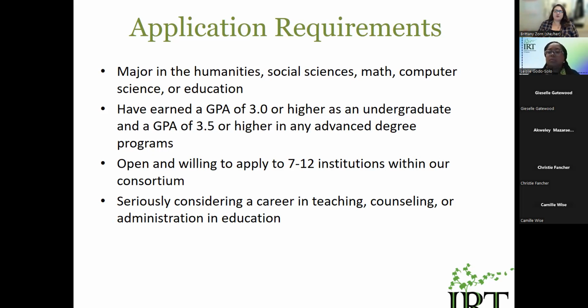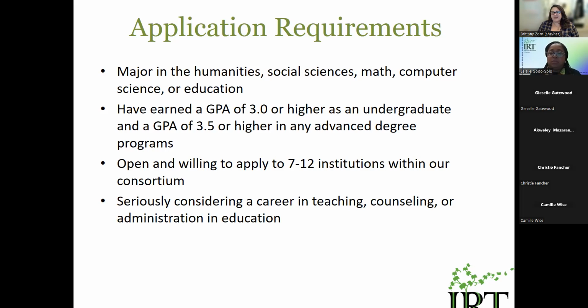One big aspect of the program that we put in the requirements here is that the best applicants and the most successful applicants are open and willing to apply to 7 to 12 institutions within the IRT consortium. Again, we're pretty flexible with these requirements. Things happen that prevent people from being able to apply to 7 schools. Sometimes folks have particular niche interests within a discipline that make it difficult to identify 7 programs within the IRT consortium of 42 graduate institutions that would be a good fit for you. There's all sorts of reasons why this can be a challenge for folks.